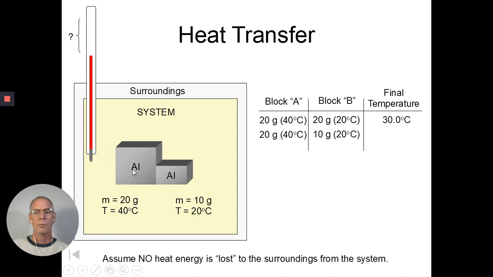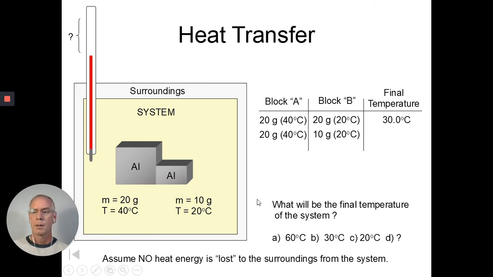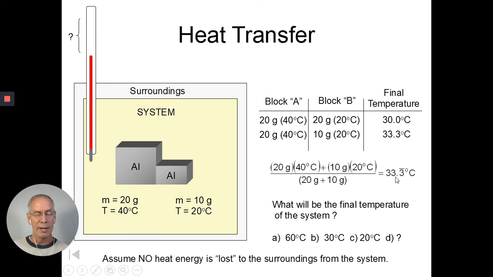Notice that this one was a lot bigger than this one. No, they're not going to end at 30. Will they be closer to the 40 or the 20? The 40, won't they? Because it's a little bit bigger. Now, if we did the math like we did before, right? Mass times temperature plus mass times temperature divided by the sum of the masses, we get 33.3 degrees. And that is the answer to this question.